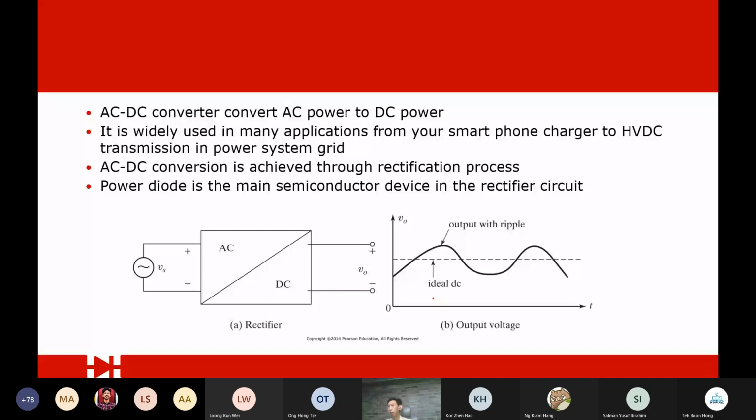Of course, as we know, when we perform the AC to DC conversion, you will never get an ideal DC. You will have some form of ripple. Of course, that can be so small that it can be neglected, but just bear in mind that there will be some form of variation. We call it ripples.